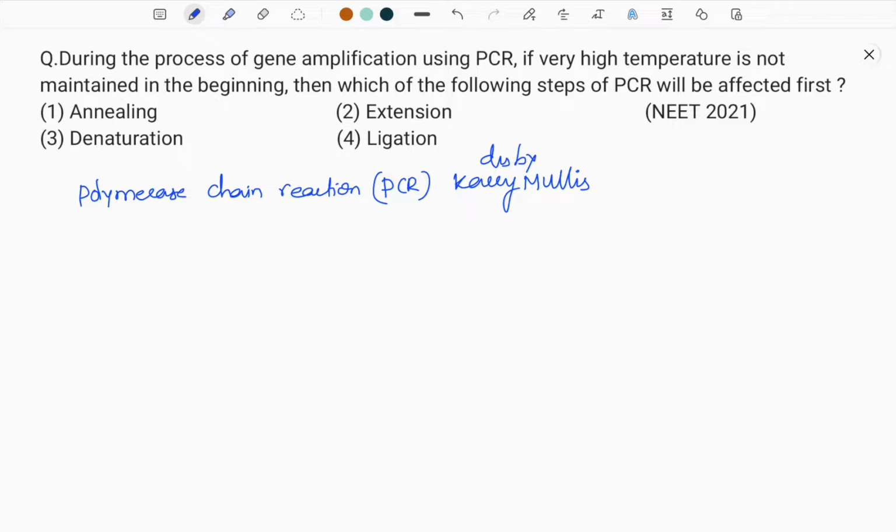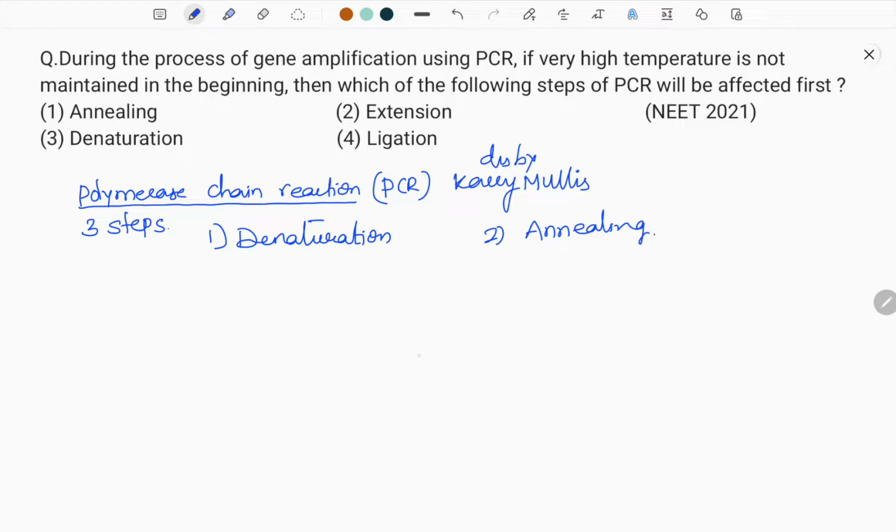So the main thing I am coming to in the question here is that in polymerase chain reaction, three steps are there. The one step is denaturation. Another step is annealing. And the third step is extension. So with the three steps, the PCR technique is over. We will try to understand what they mean exactly.